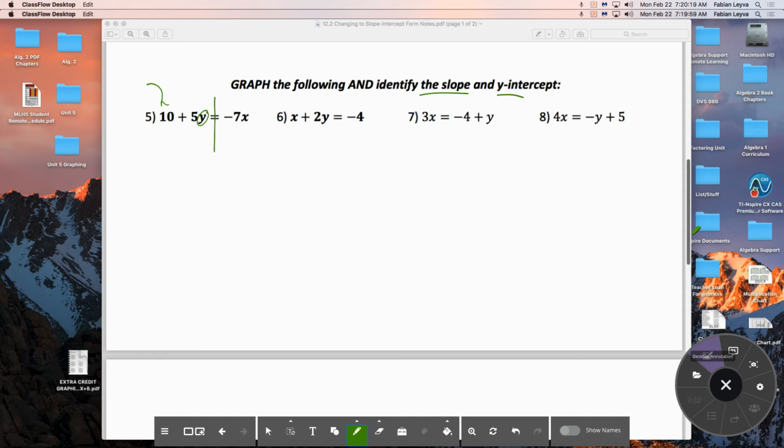So notice there's multiple things that I need to get rid of. I need to get rid of the 10 and the 5. Always get rid of what you're adding and subtracting first. So that 10, I'm going to minus 10 on both sides. These cancel out. You're left with 5y is equal to negative 7x minus 10.